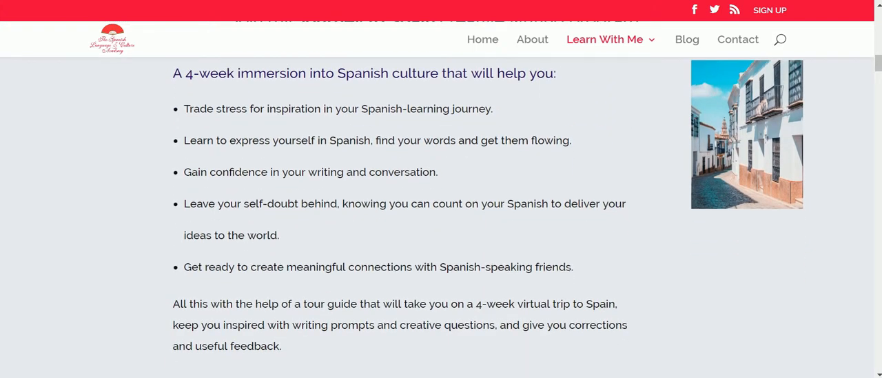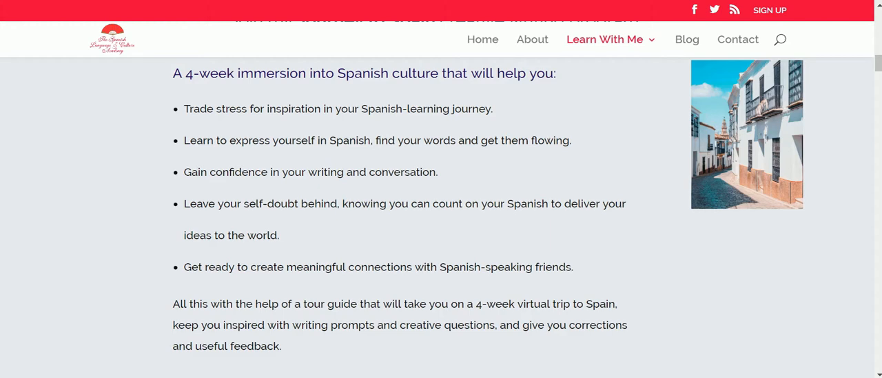Good benefits, but the only thing I would say is that you should put the most important benefit first. "Trade stress for inspiration in your Spanish learning journey" is not the main benefit. It's not the main thing they are looking for. "Learn to express yourself in Spanish, find words and get them flowing." Yes, that's a great benefit. This needs to go first.